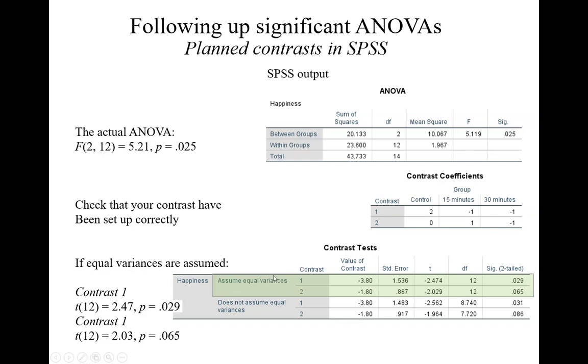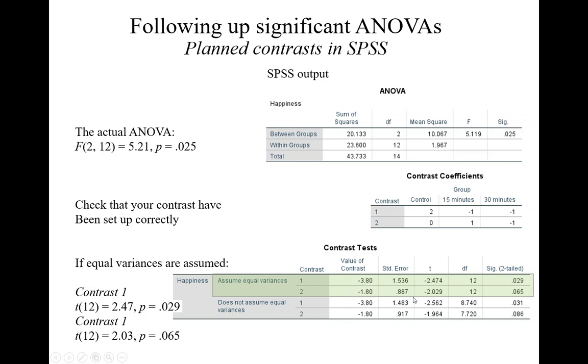So remember, we could be doing Levene's test or spread versus level plots or whatever we might be doing to test our homogeneity of variance. So in this case, I'm just going to assume that we have assumed equal variances, homogeneity of variances. And here are our two contrasts. So this is the value of the contrast. You don't really need to report anything about this one.